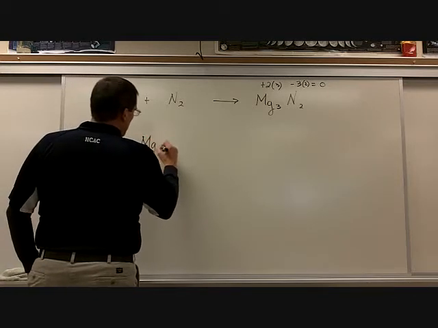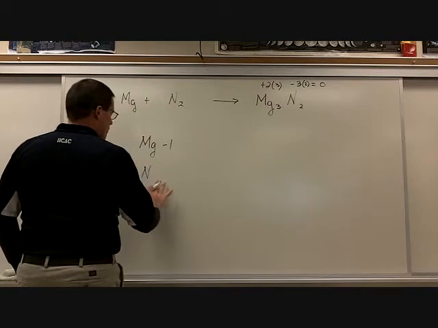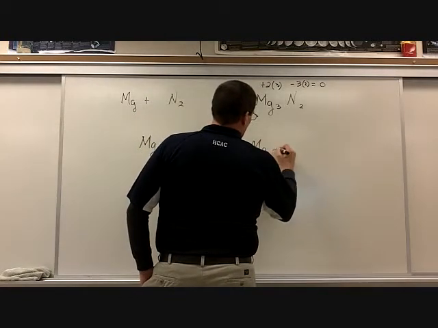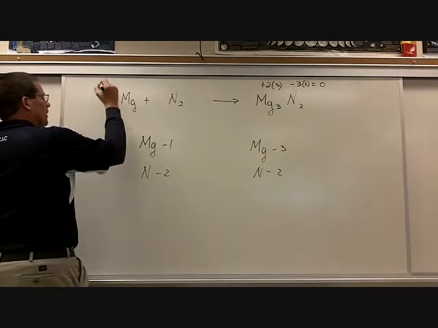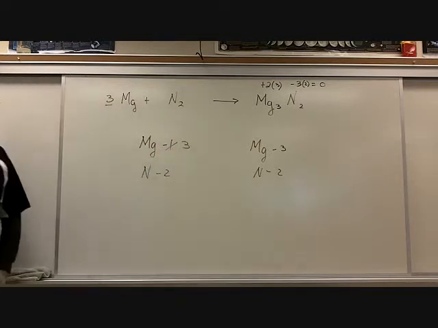So magnesium, we have 1 of those. Nitrogen, we have 2 of those. How many magnesiums do we have on this side? 3. And nitrogen, we have 2. So we need to do what again, Kaylee? Put a 3 in front of the magnesium? There you go. And now we're balanced.